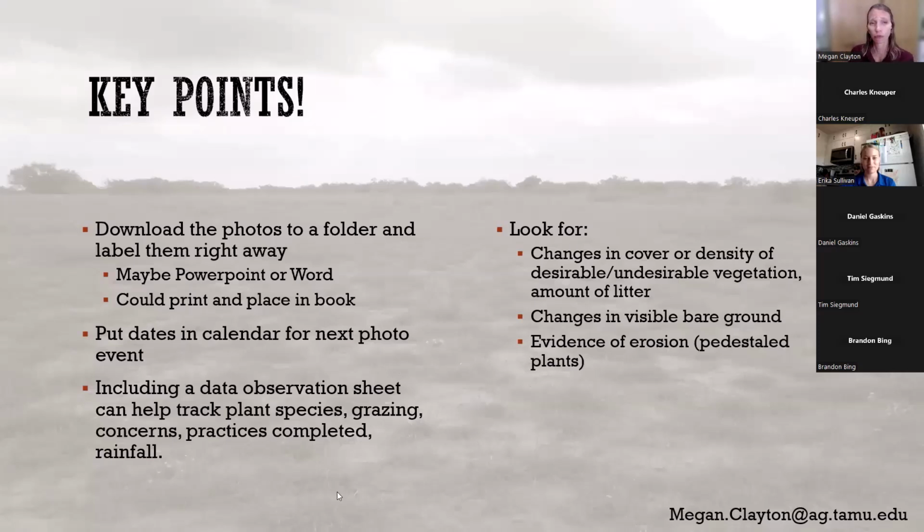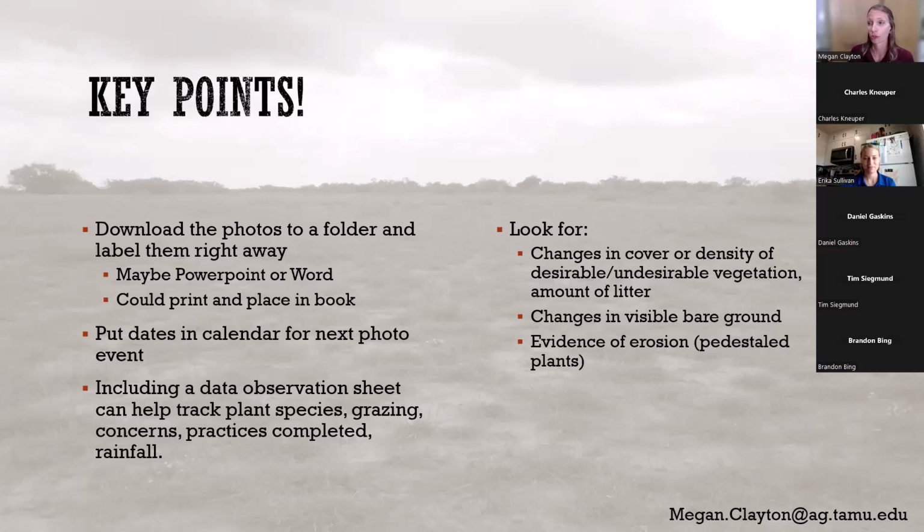And then when you look at these photos over time, you're looking for changes in cover or the density of desirable or maybe undesirable vegetation, the amount of litter that you have on the ground, different things that would lead you to choose different management practices or continue with the management practices that you're already applying to that property. You can look at changes of visible bare ground, which we know is a negative for rangelands, because where you have bare ground, you're likely going to have a lot of weed seeds coming up. You're also going to have the ability for those parts of your property to erode the soil away more quickly.